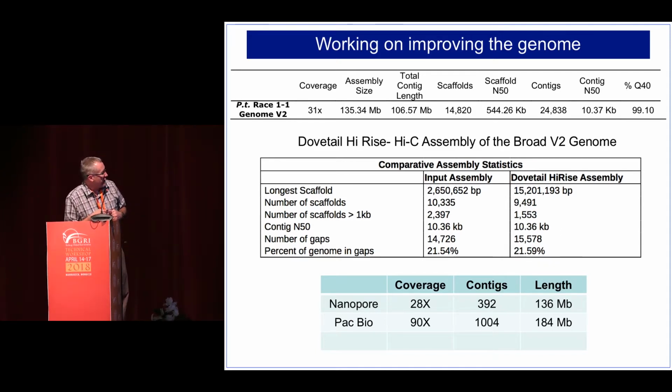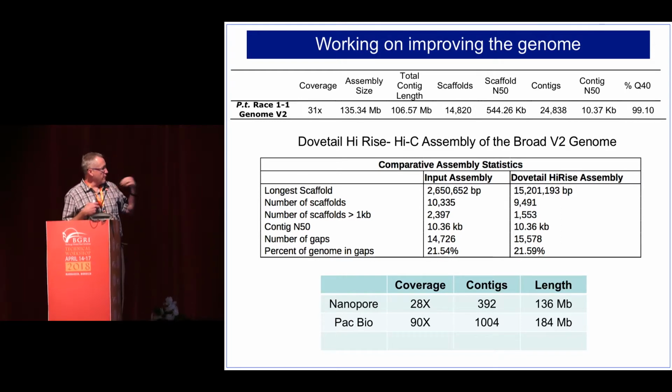And what I'm showing here is that in the middle column on the comparative assembly, we see that initially about 2.6 megabases was our longest scaffold. Now we're up to 15 megabases. So we're getting fairly long.